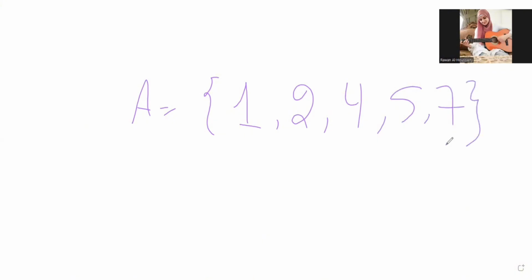When we want to write a set, we have to open two curly braces, and then we have to separate each element by a comma. This is one condition for writing a set. Each number in this set is called an element. So we have 1, 2, 4, 5, and 7. They are the elements of this set.